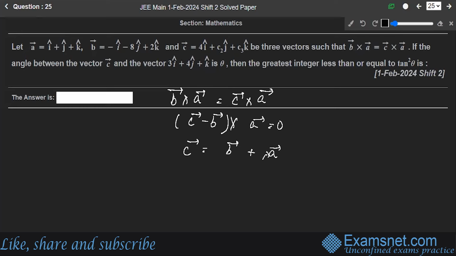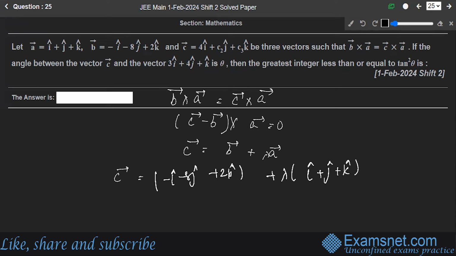Right. So you have C as minus 1 plus lambda, or better to write, C is given by B, which is minus I minus 8J plus 2K, plus lambda into I, J and K. So C will be given by minus 1 plus lambda I, minus 8 plus lambda J, 2 plus lambda K.